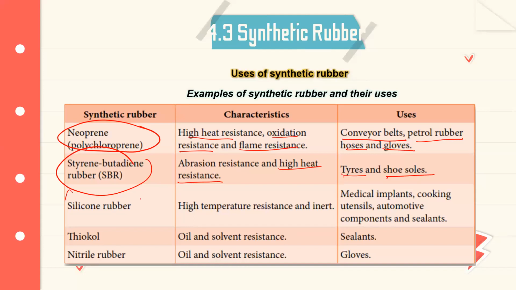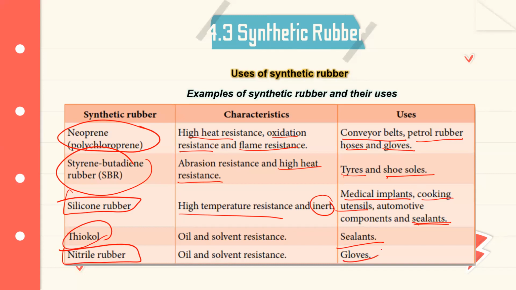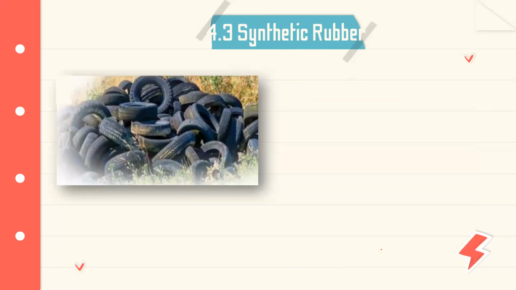Silicone rubber has high temperature resistance. It's very inert, it doesn't react. So I can use it in cooking utensils. Why? Because it doesn't react with my food. Also medical implants. I use it in sealants, which are things that I use to glue things together. And the last one, nitrile rubber gloves. So these are some examples that you must know.